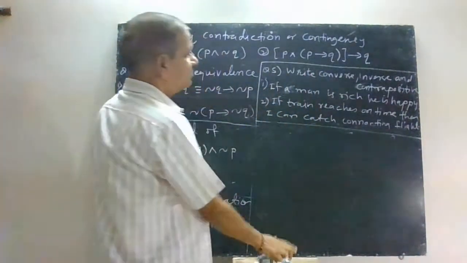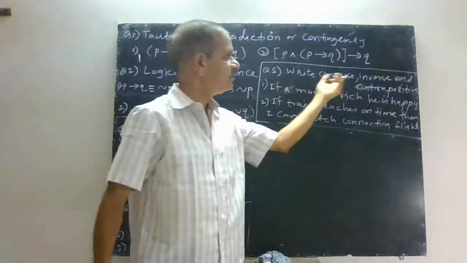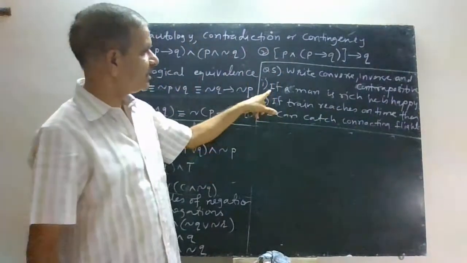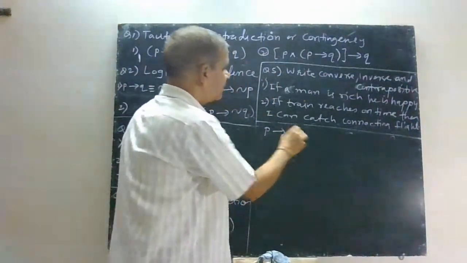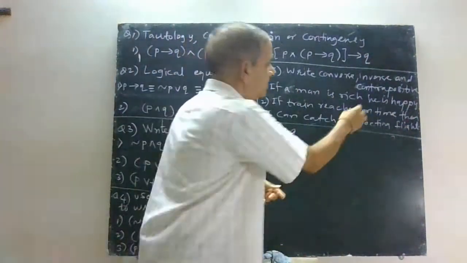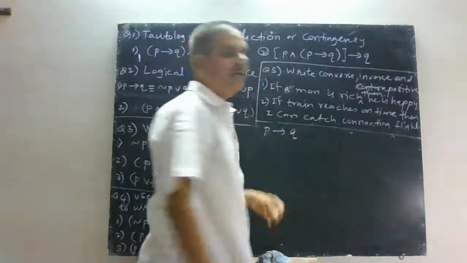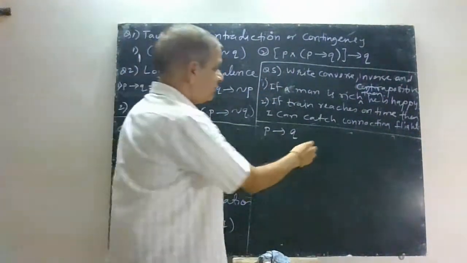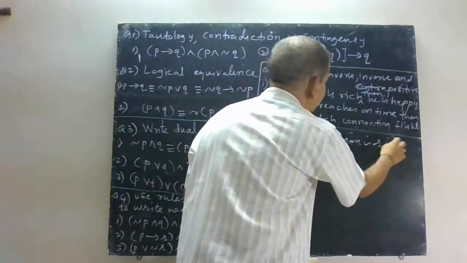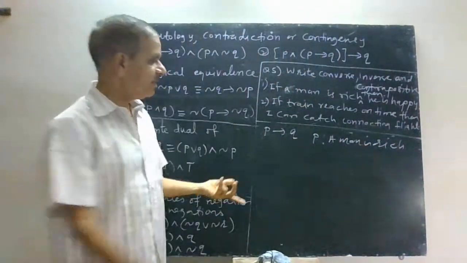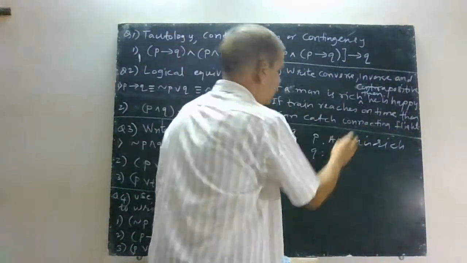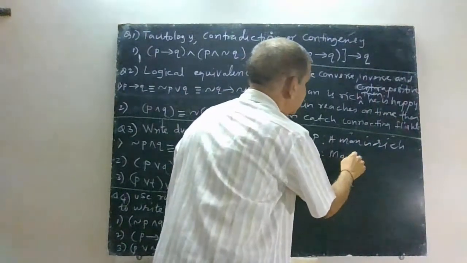Now you have one more question, write converse, inverse and contrapositive of a given statement. Now your given statement will always be of the type P implies Q. So the first statement is, if a man is rich, then he is happy. Now you have to write down first P. What is P? A man is rich. Second statement, Q, he is, man is happy.